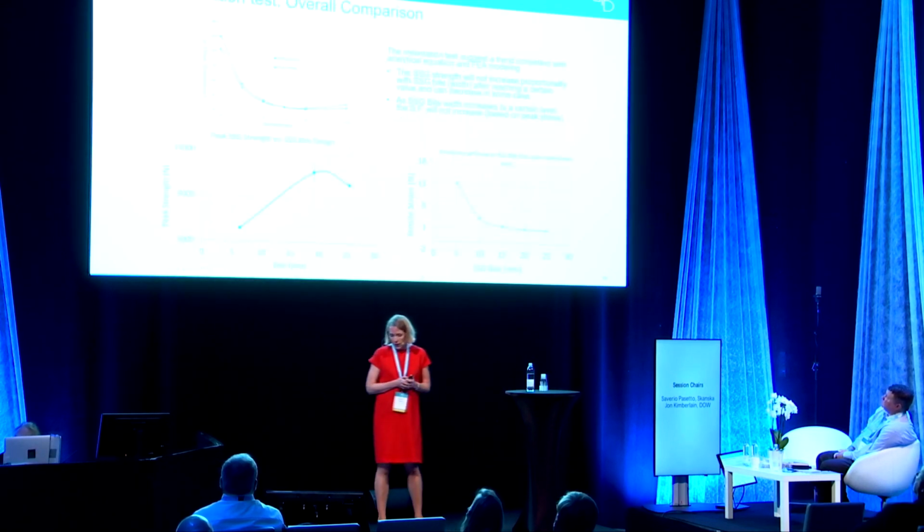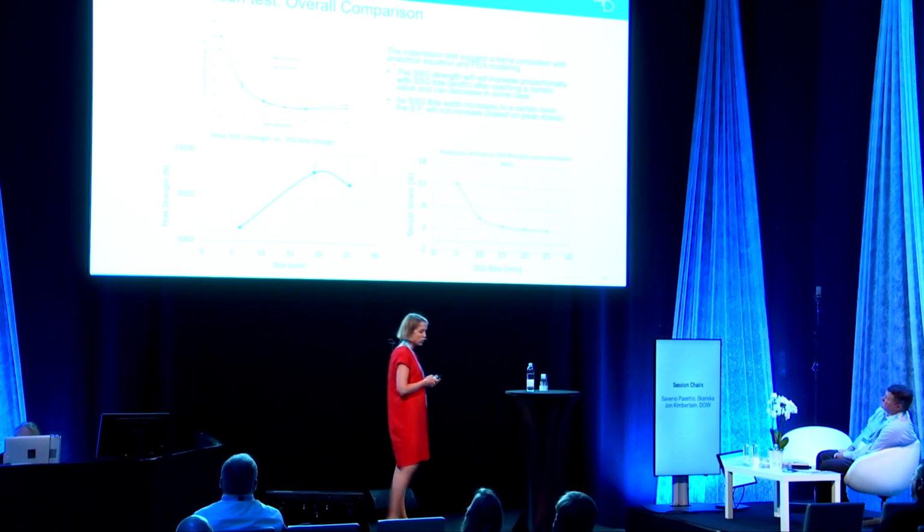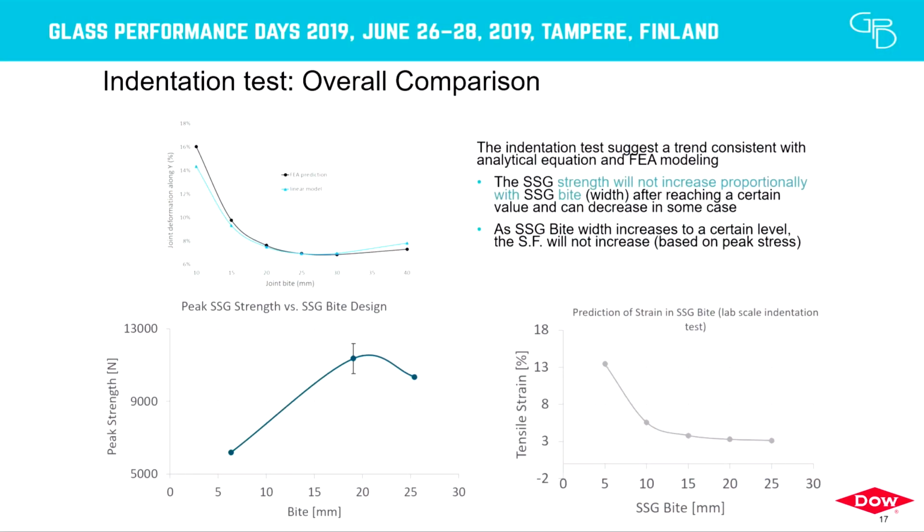So if we compare the peak strength as a function of the bite design, we see that we were at 6,000, going up to 12,000, and then down again as the bite increases. And as well, the strain in the bite will not continue to decrease. We stabilize here. And so this is really in correspondence with what was observed in H pieces previously.